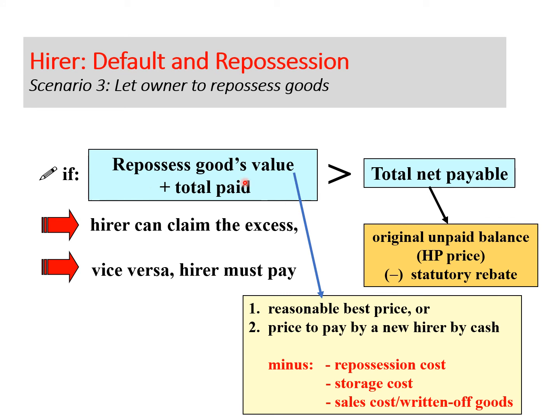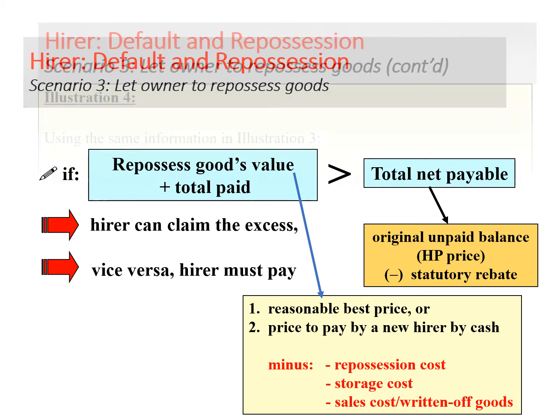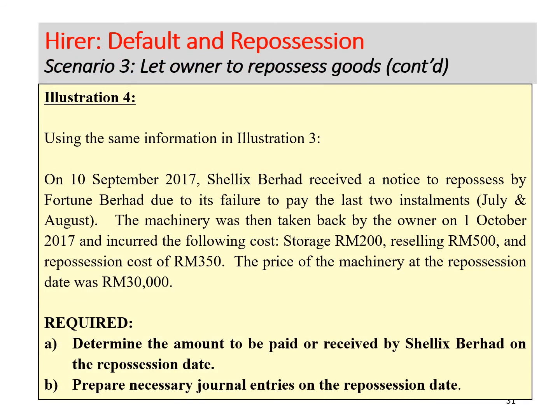So when you compare it, the hirer can actually claim if the repossessed goods value plus the total paid is more than the total net payable. But the hirer must pay if the repossessed goods value plus the total paid is less than the total net payable. Let's take a look at one illustration.